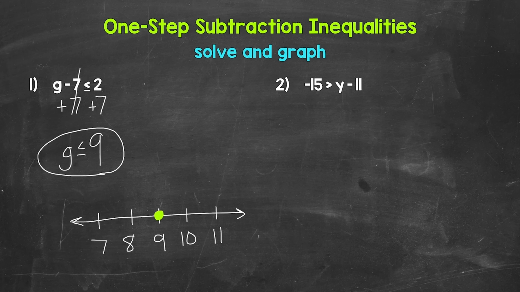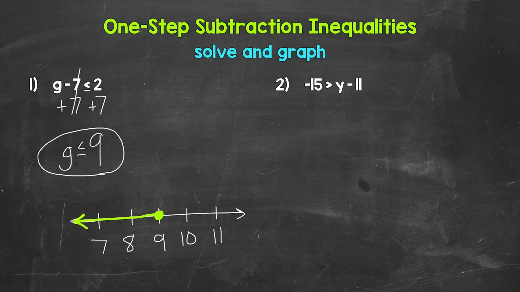Now we need to represent the less than part. So we need all the values less than 9. So we need an arrow going left towards all of the values less than 9. And that's our graph. That represents G is less than or equal to 9. The filled circle shows that we are including 9. 9 is a solution. It will make the inequality true. And then the arrow shows all of the values less than 9.